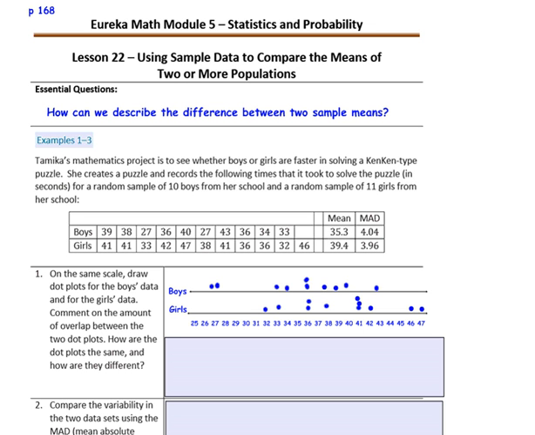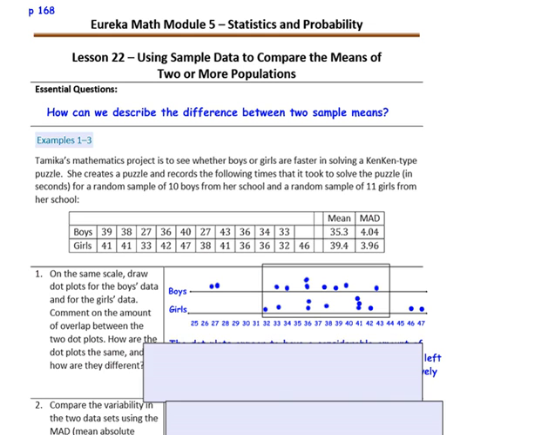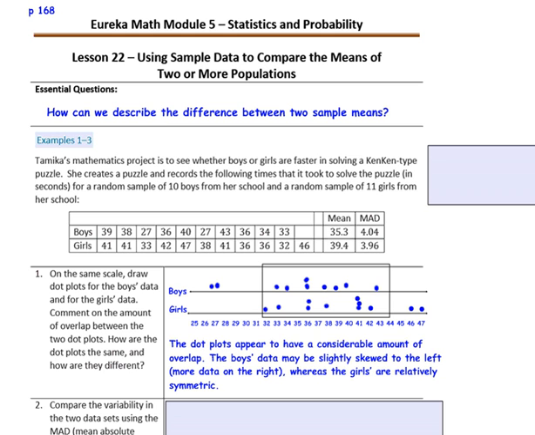When looking at the overlap, we want to see the dots from the boys and the girls that appear on both dot plots. The dot plots appear to have a considerable amount of overlap. The boys' data may be slightly skewed to the left, which means more data on the right, whereas the girls' data are relatively symmetric.